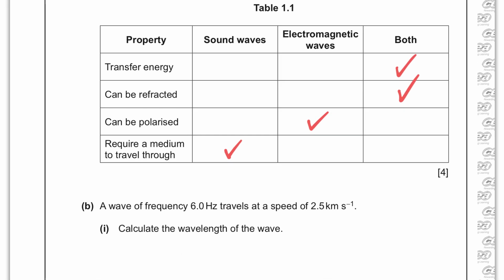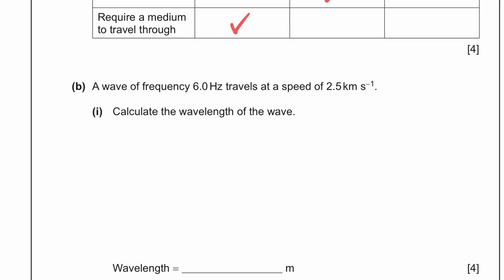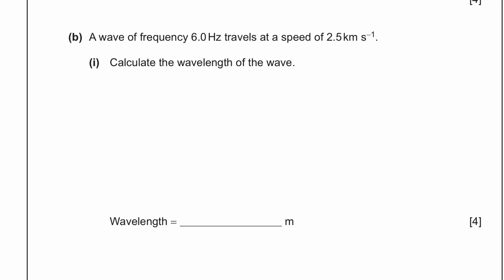Part B then. A wave of frequency 6 Hz travels at a speed of 2.5 kilometers per second. Calculate the wavelength of the wave. Okay, so this is a straightforward use of your wave equation with the slight complication of having to convert one of the units. Hertz are fine, but kilometers per second is not a suitable unit. So our 2.5 kilometers per second can be written as 2,500 meters per second.